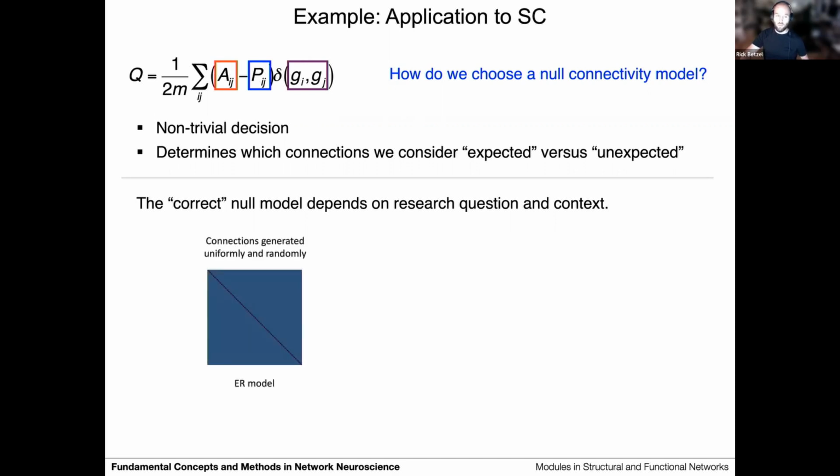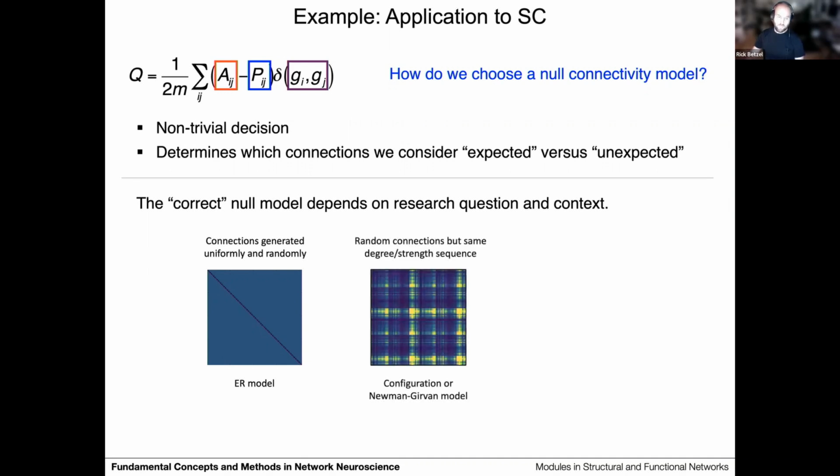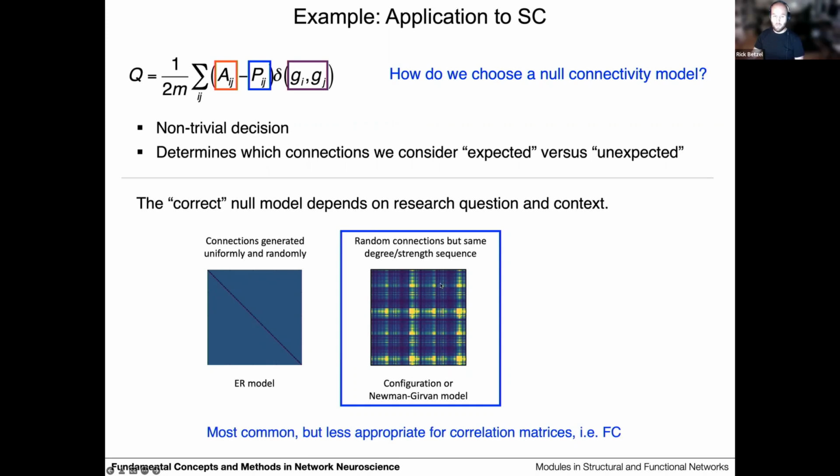So a few possible null models. One is where we assume all connections are uniformly and randomly made. This is consistent with the Erdős-Rényi model. And so I'm showing you here the null matrix, the P matrix and its weights. And in this model, the expected weight of every connection is uniform. Other null models try to preserve other features of the network. For example, the configuration or Newman-Girvan model generates random networks with the exact same degree and strength sequence as your observed network, but where connections are formed randomly. This is probably the most common null model.